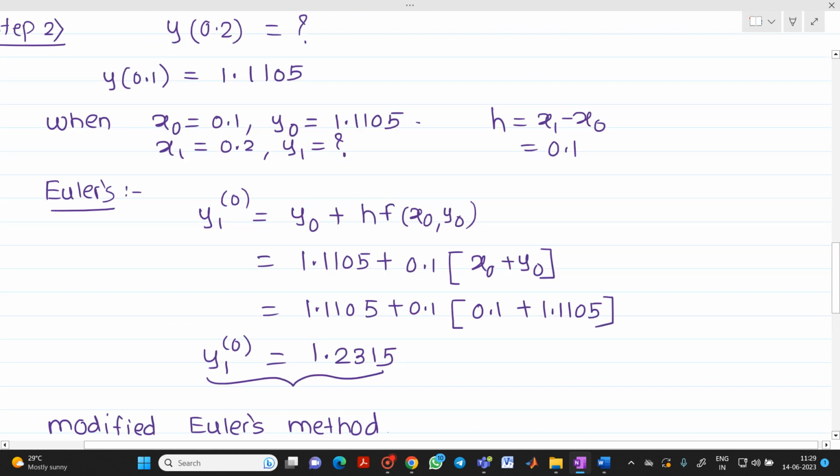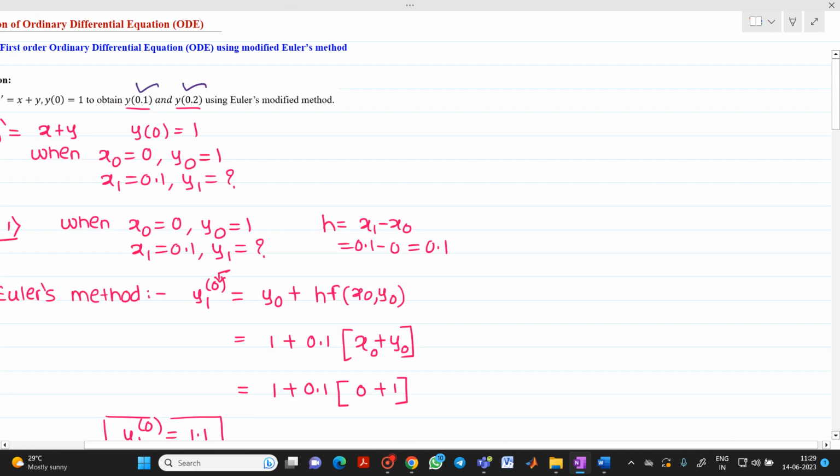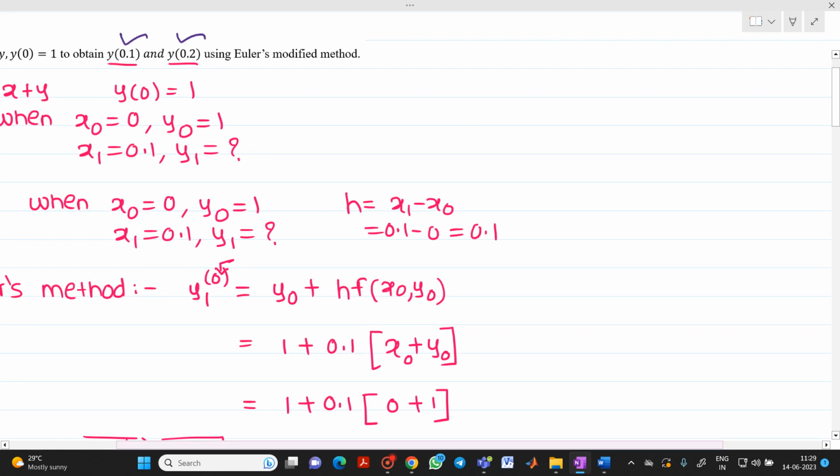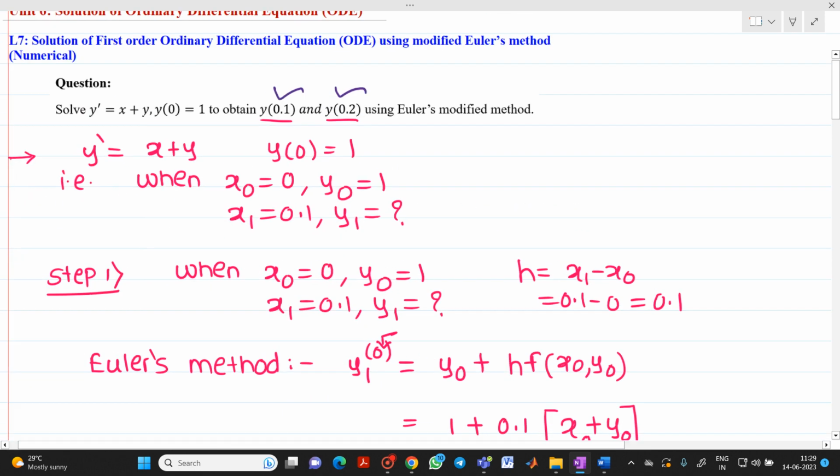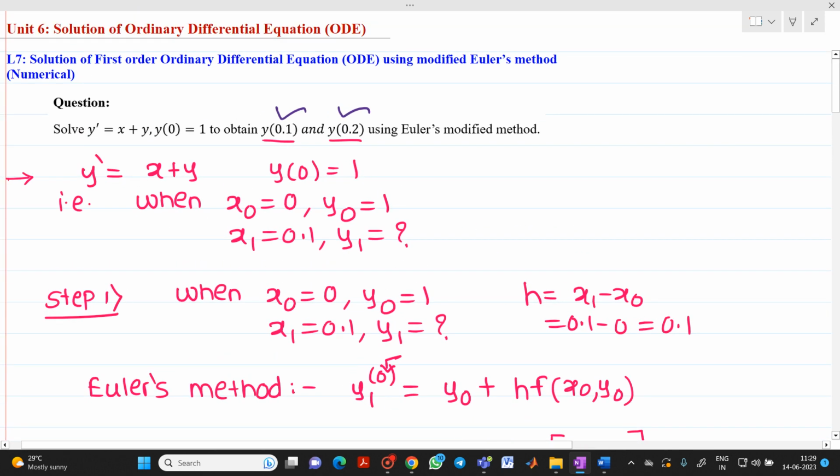I think you understood how to solve a problem by using modified Euler's method. Here we have seen how to use a calculator effectively. It will be very useful to you when you have to complete your paper within 2 hours or 3 hours. Definitely these calculator tricks will be useful.